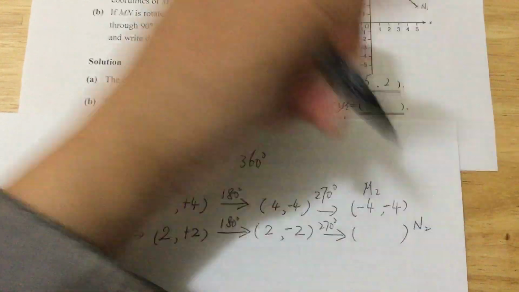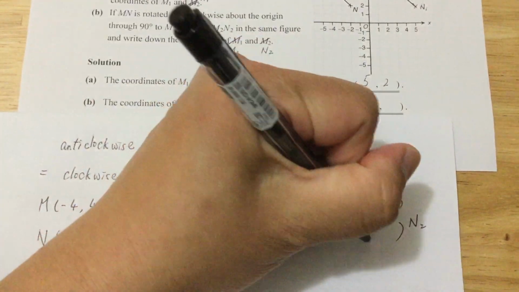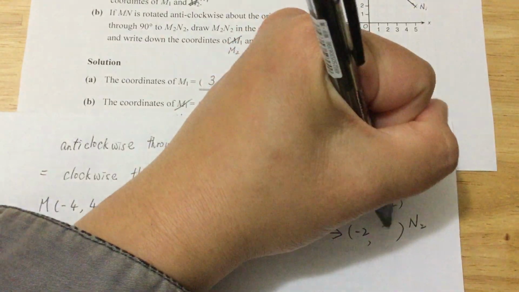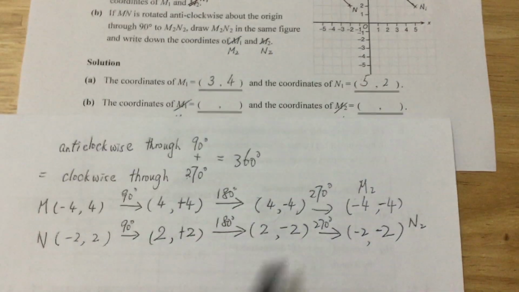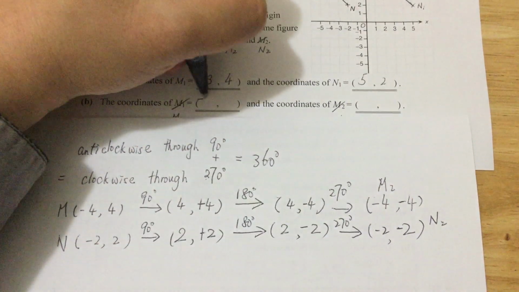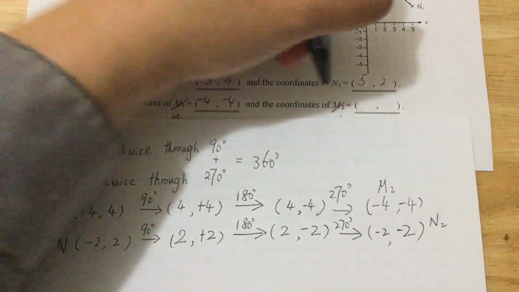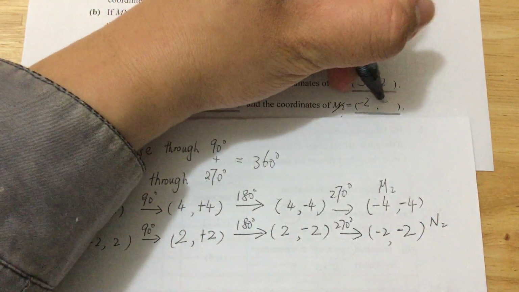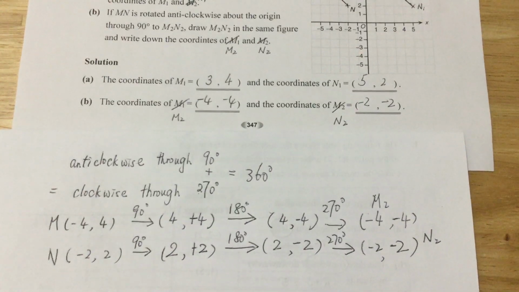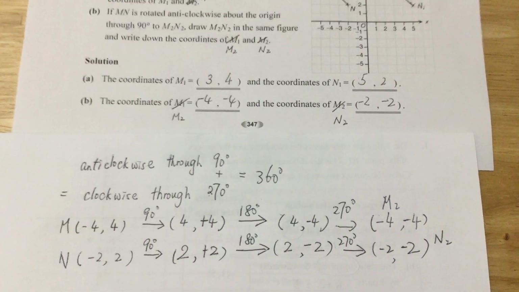This is called N2. So what you can do is interchange this (2, -2) here, and write down 2 at the back, and write the negative sign here. So this is the answer for the clockwise rotation. Once again, this is (-4, -4) and this is (-2, -2). Okay, so we solved the problem like this. Make sure that you know how to do this question once again.